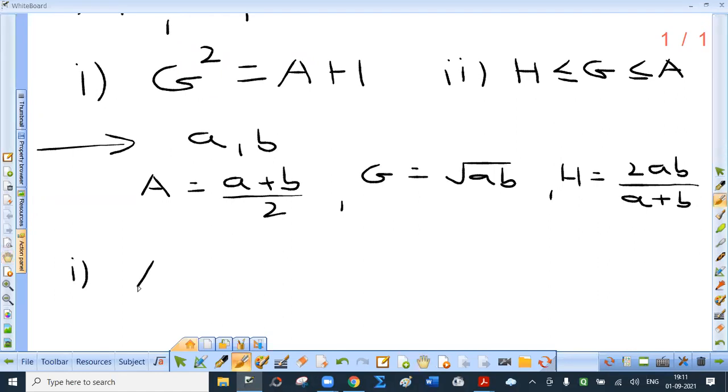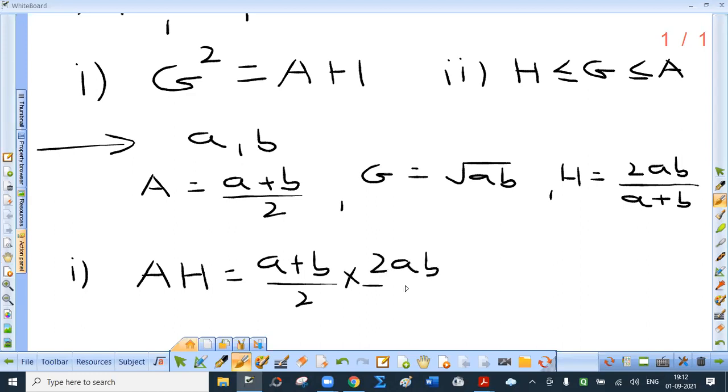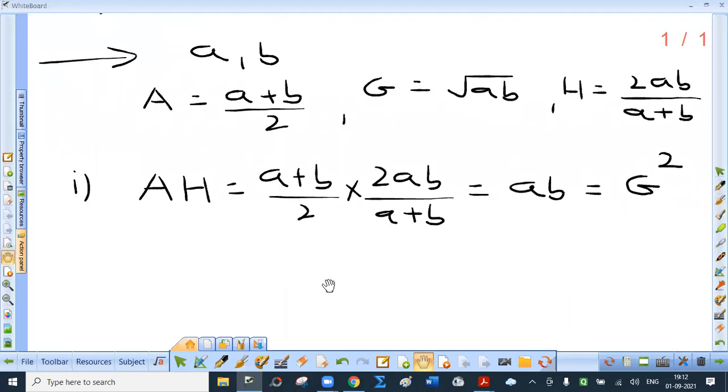First part, what is A into H? It is a plus b upon 2 into twice ab upon a plus b. Simplify: a plus b gets cancelled, 2 gets cancelled, we get ab. Can I say that ab is root ab whole square? Yes, but root ab is G, so G square. In other words, listen to this carefully, the geometric mean is between the arithmetic mean and the harmonic mean.